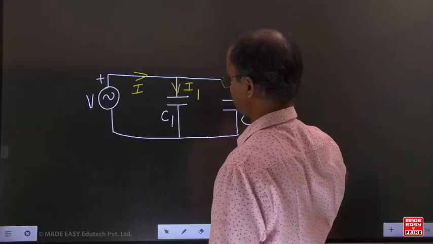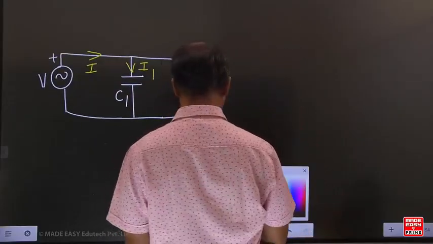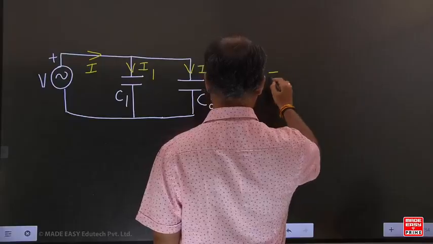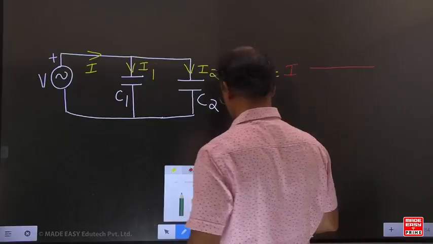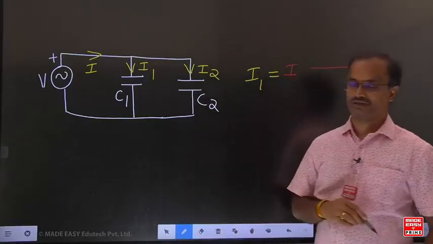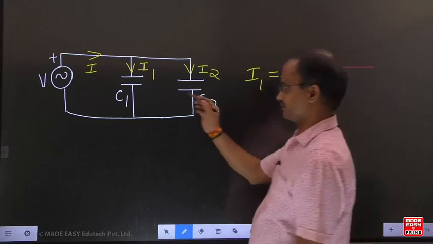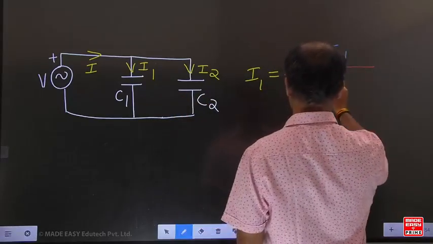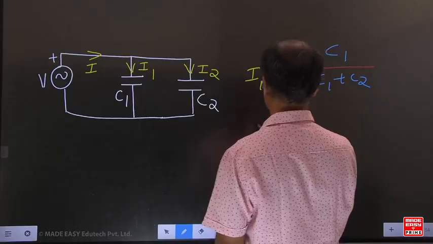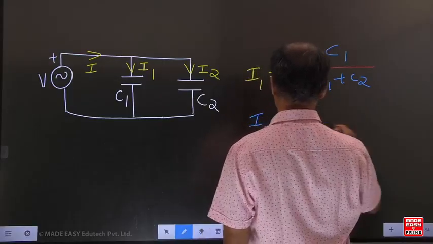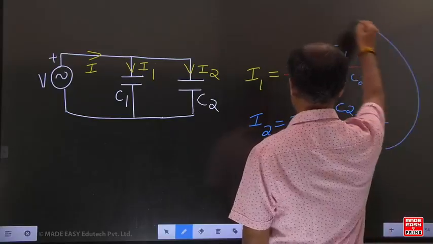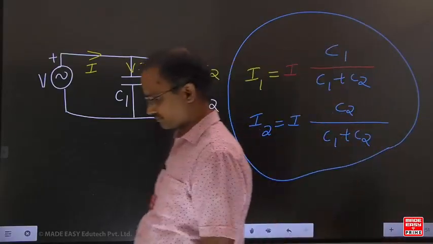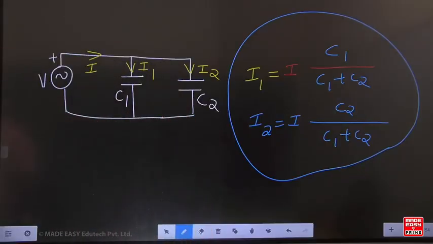Now come to capacitors. Now for capacitors, sir, again can you apply the current division technique? Now I1 equals total current into the similar capacitance. What is the similar capacitance there? C1 by C1 plus C2. Now I2 equals total current into the similar capacitance. What is the similar capacitance here? C2, over C1 plus C2. Okay.